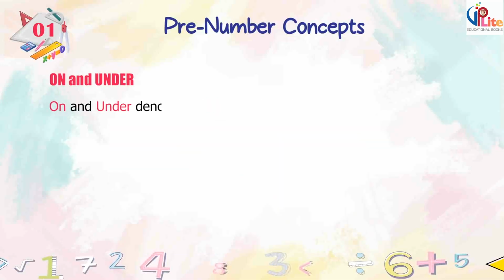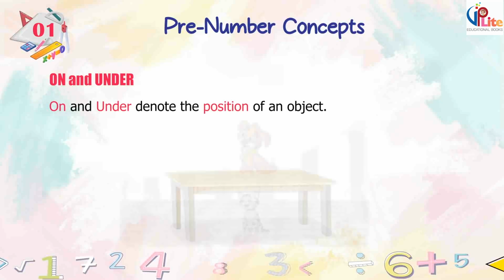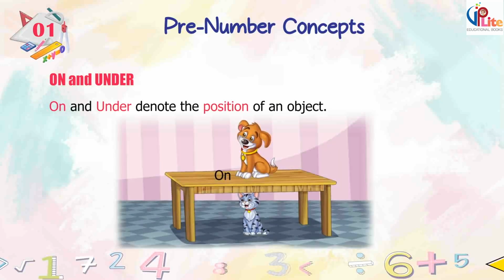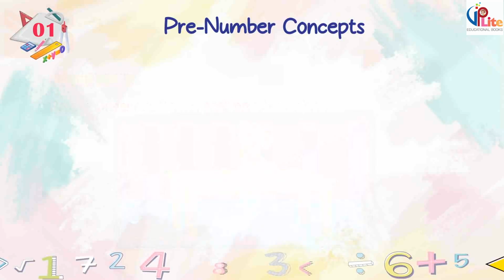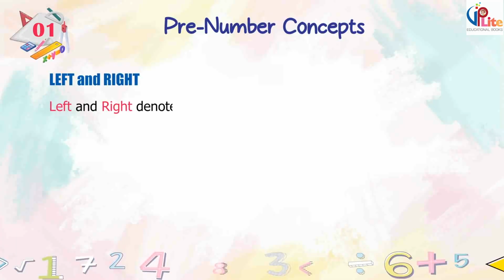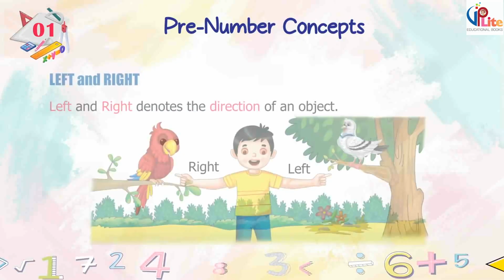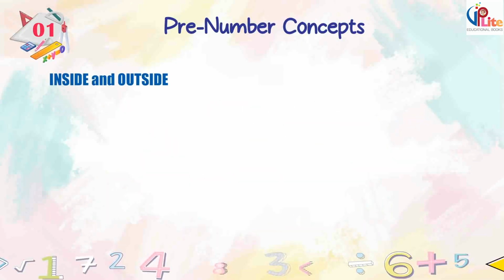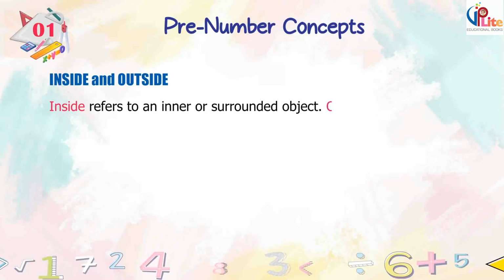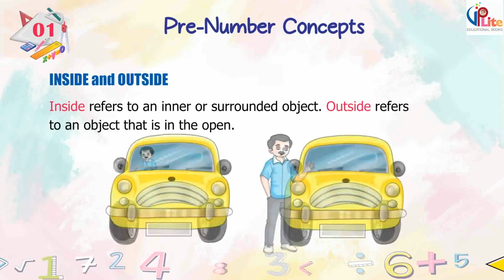On and under. On and under denote the position of an object. On. Under. Left and right. Left and right denote the direction of an object. Right. Left. Inside and outside. Inside refers to an inner or surrounded object. Outside refers to an object that is in the open.